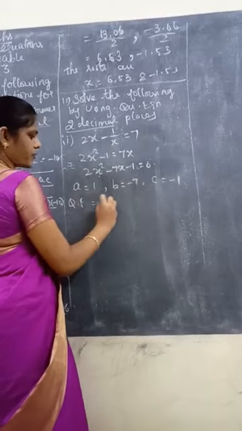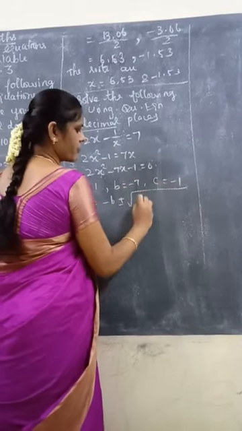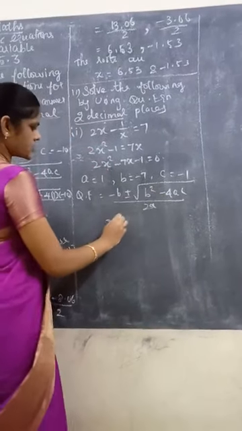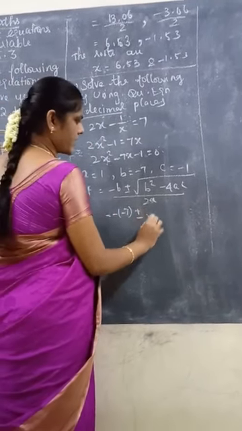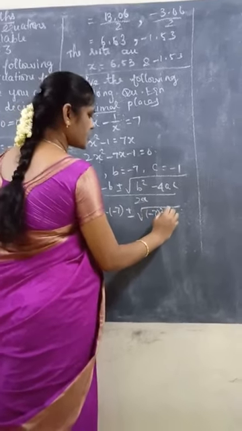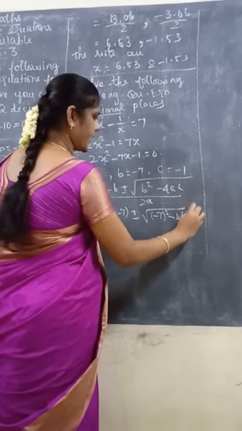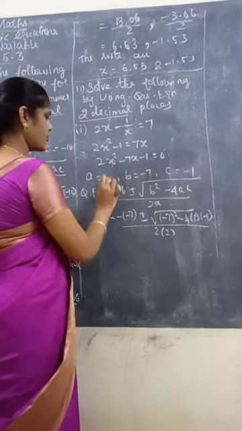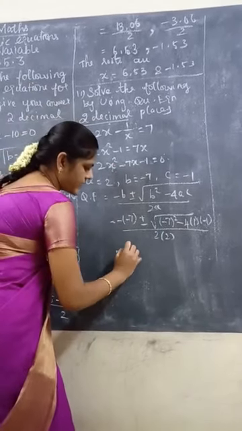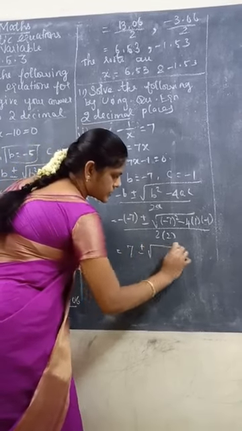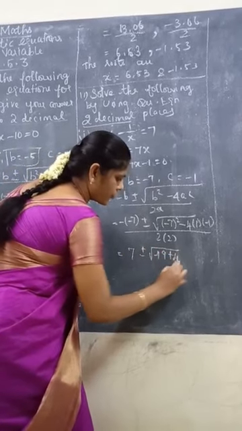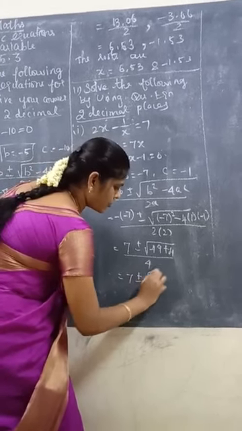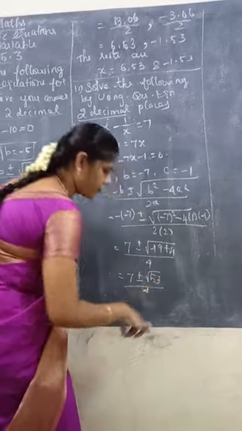What is the quadratic formula? Minus b plus or minus square root of b squared minus 4ac, divided by 2a. Next, minus into minus 7 plus or minus square root of minus 7 squared minus 4 into a into minus 1, divided by 2 into 2. A value is 2. Next, 7 plus or minus square root of 49 plus 4, divided by 4. Next, 7 plus or minus square root of 53 divided by 4.